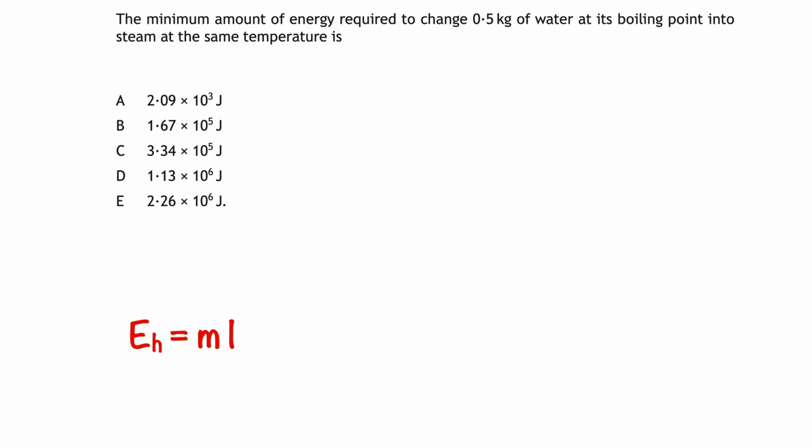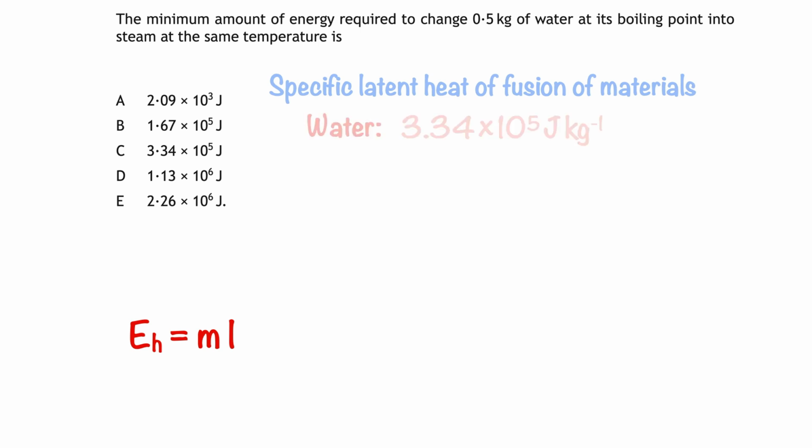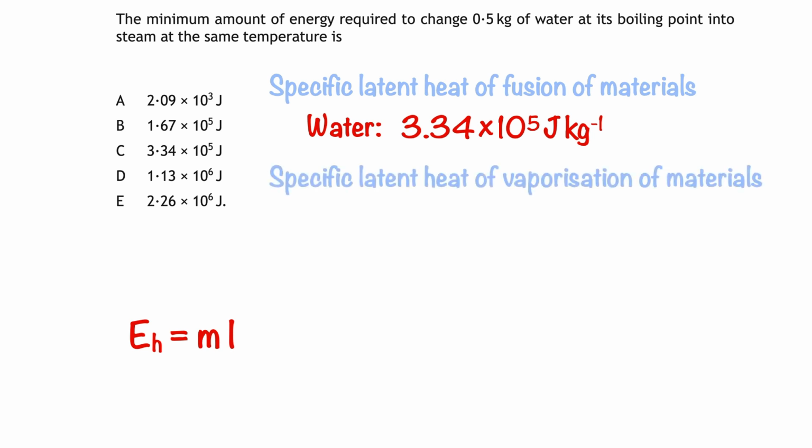In it, one table gives values of the specific latent heat of fusion of various materials, where the value for water is 3.34 times 10 to the power of 5 joules per kilogram. This number tells us the energy required to change a kilogram of a substance at its melting point from solid to liquid, so it's not the number we need. The value we need is the specific latent heat of vaporization, which is given in another table. For water, it's 22.6 times 10 to the power of 5 joules per kilogram.